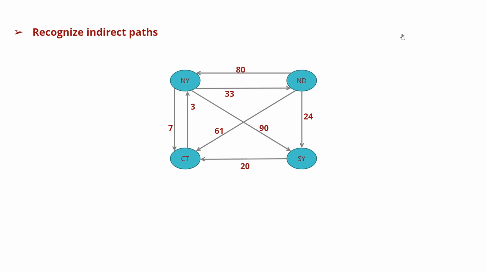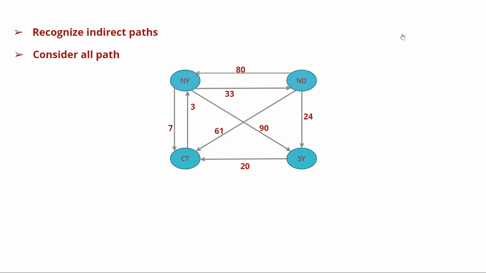Though there is no direct path, our algorithm should be able to find the indirect path, which might go through other vertices. Next, the algorithm should consider all paths between a pair of vertices before deciding the best path. Consider we have to find the shortest path between ND and NY. There are three possible paths to traverse from ND to NY.